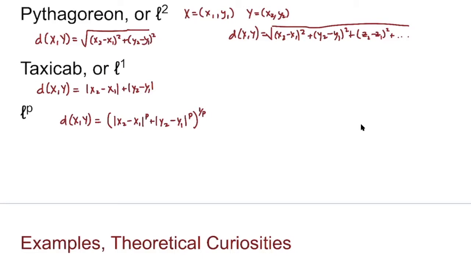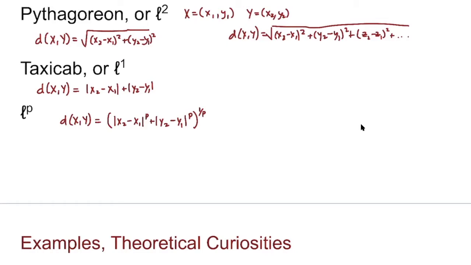You apply the power p on the inside to the absolute value of differences, and then you apply the 1 over p, the pth root, on the outside. And so L1 is an example of that. You've got a first power on the absolute value, you've got a first root, which doesn't change anything, on the outside. On the L2, you've got a square and a square root. You can do an L3 metric where you cube and then take the cube root.